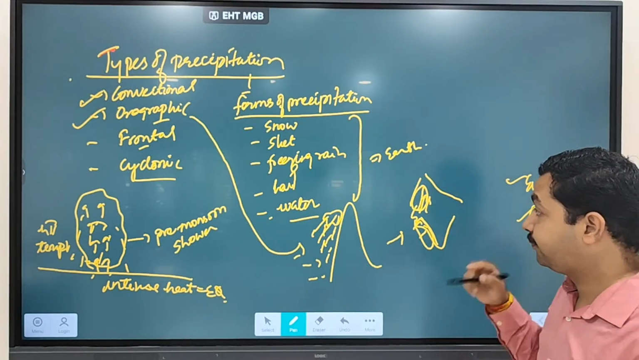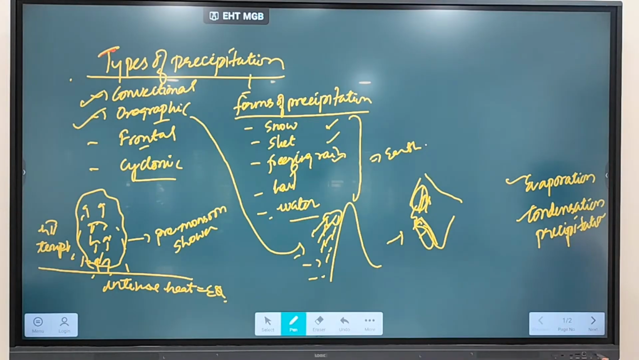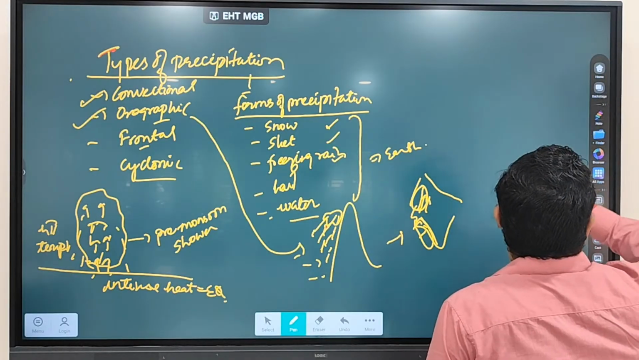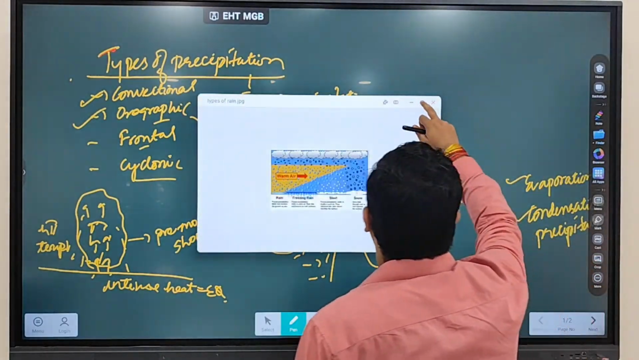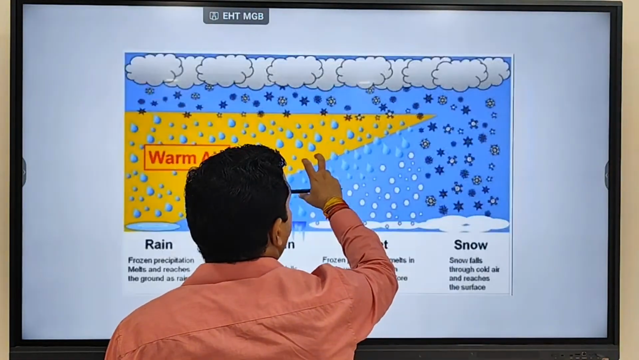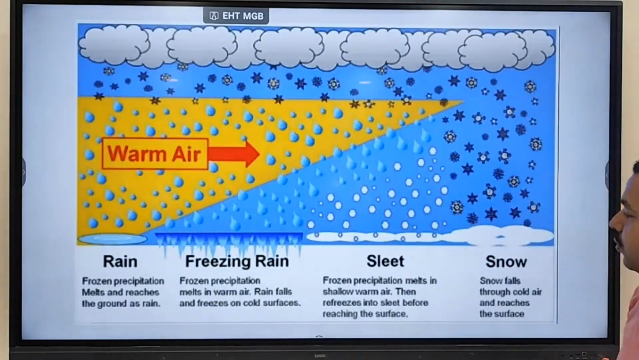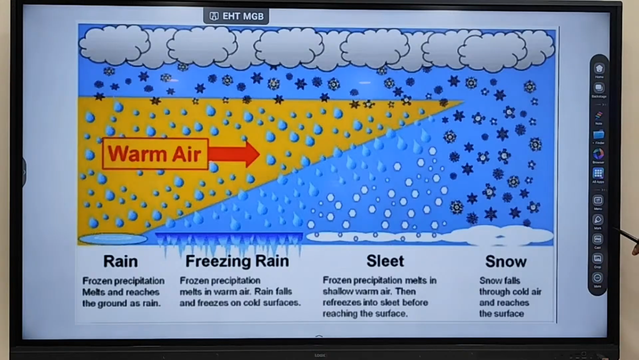Now basically, when will snow form, when will sleet form, or when will freezing rain form, and what is the difference between these? Now this is what you are finding. When you see snow, sleet, freezing rain, and rain, these are the scenarios in which you are going to see all these forms of precipitation. Fine.